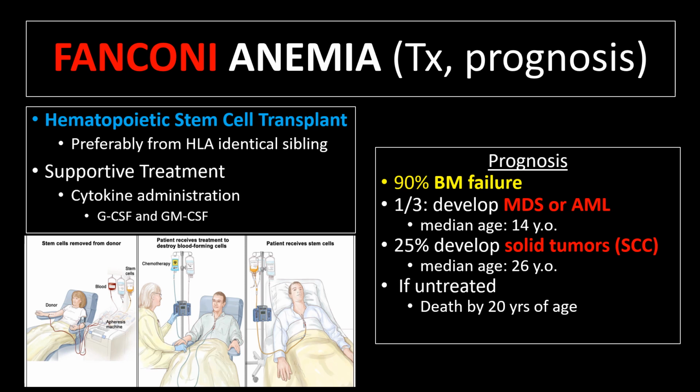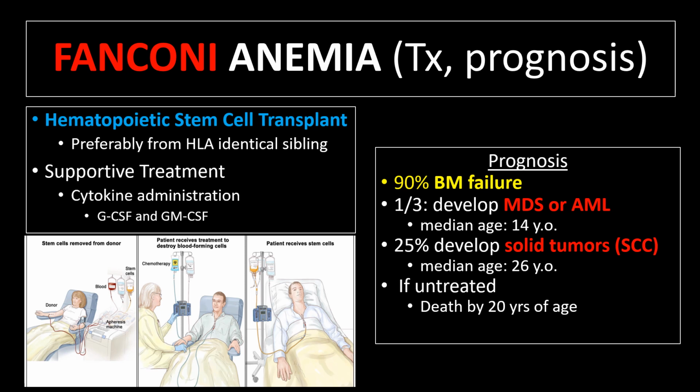For the treatment of Fanconi anemia, we have hematopoietic stem cell transplant and supportive treatment. For the supportive treatment, we administer cytokines, G-CSF and GM-CSF, which will eventually cause an increase in the granulocyte and monocyte series. For the prognosis of Fanconi anemia, this usually causes 90% bone marrow failure, and one-third of patients will develop myelodysplastic syndrome or acute myelocytic leukemia, usually at the median age of 14 years old.